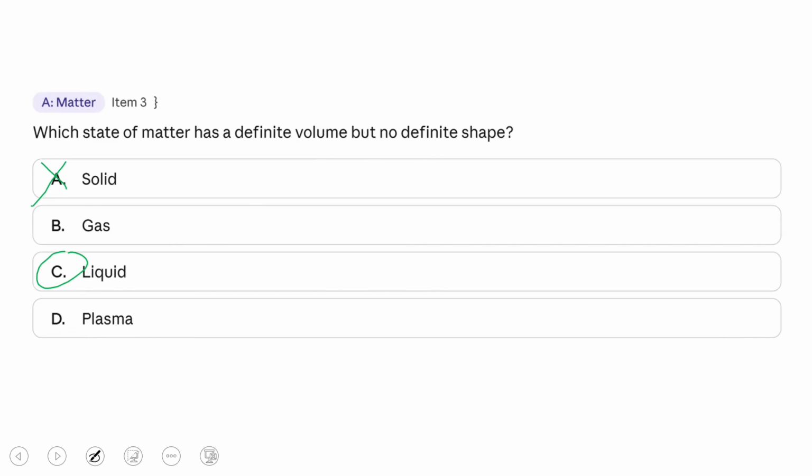And then gas, it has neither definite shape nor definite volume. So it has no definite volume and shape. Same with plasma. Plasma is like gas, but it has no definite shape and no definite volume as well. So the answer is liquid, okay?